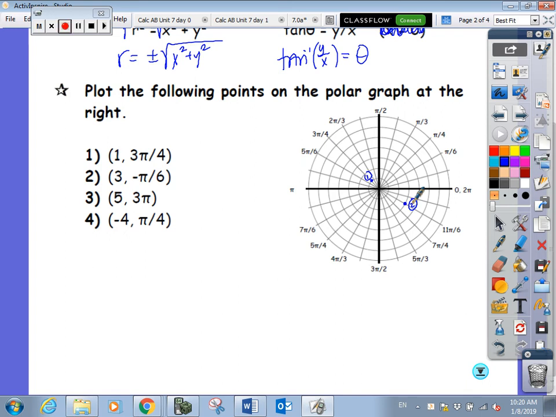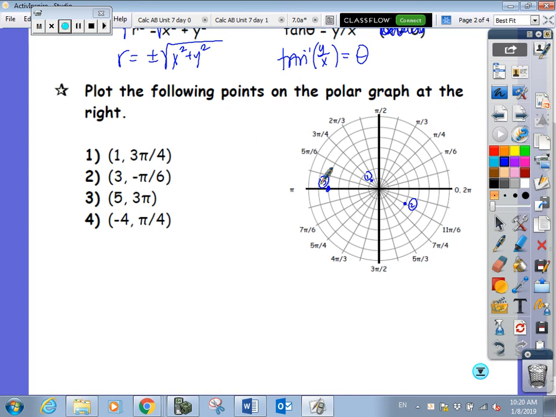And then we have 5, 3 pi, so we go out to 1, 2, 3, 4, 5. And then there's 1 pi, 2 pi, 3 pi. So there's point 3. Now, nothing's changed. These are still all the odd pi's.